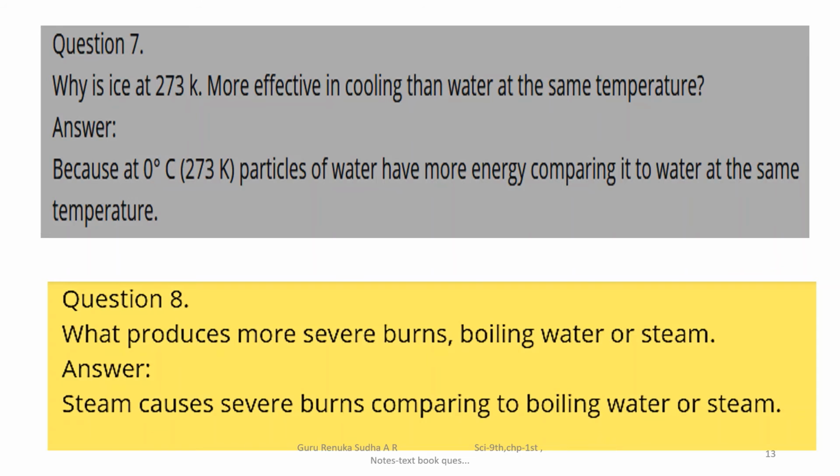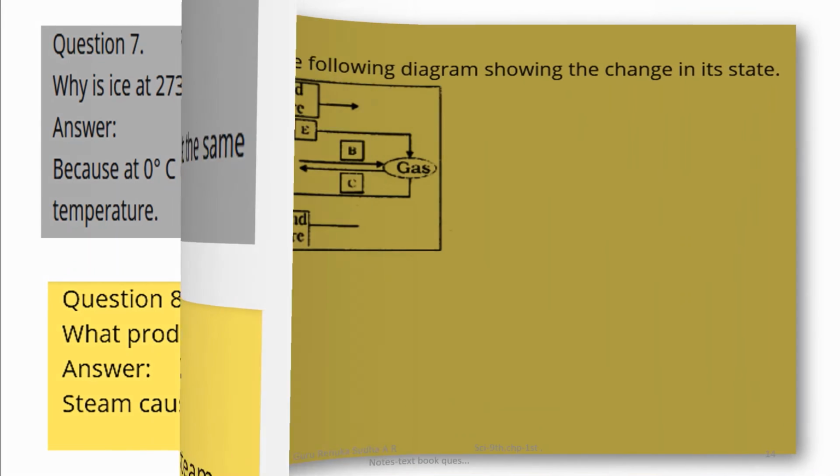Question 8. What produces more severe burns, boiling water or steam? Between boiling water and steam, which produces the more severe burn? You can say that steam causes a more severe burn compared to boiling water. That is the answer you have to give.